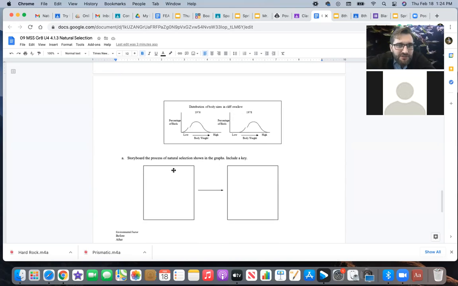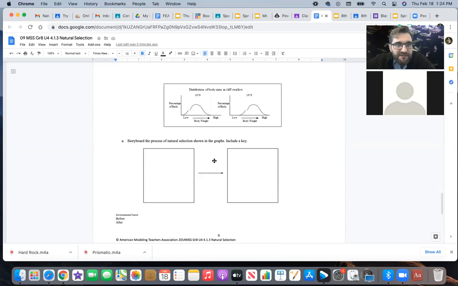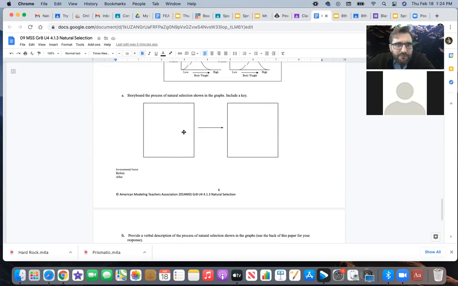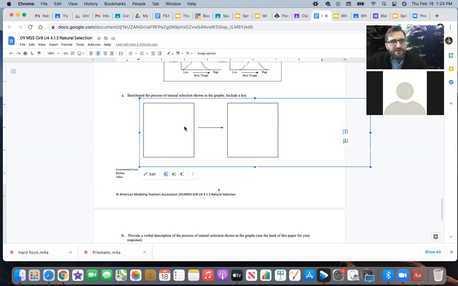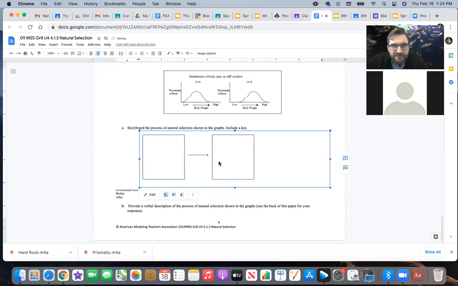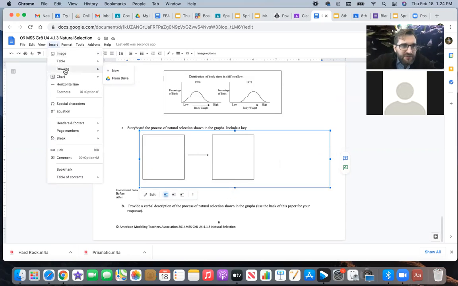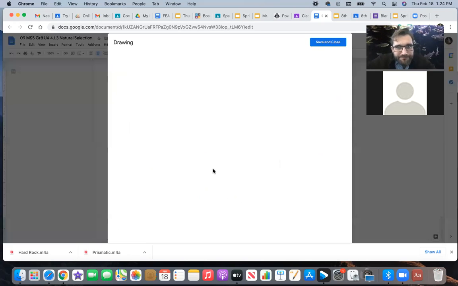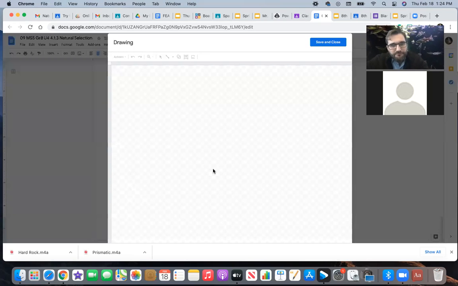And so what it's wanting you to do then is storyboard this process between 1976 and 1978. You could add little pictures here. If I click on this, it looks like maybe we even got a third box in here, maybe that's just missing. Nope, we just got 2 boxes. So I'm going to click on it and press Control C. I'm going to go up here to insert drawing and new, and I'm going to paste that picture.